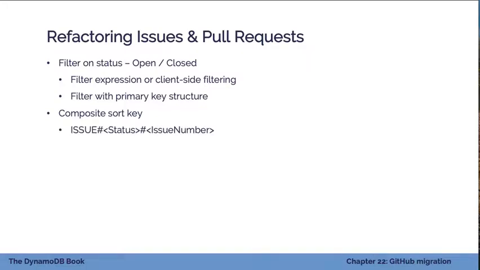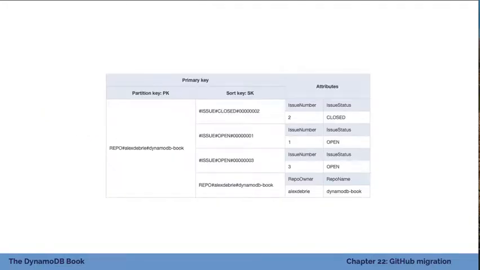Basically, we're going to include the status right into the sort key of one of our secondary indexes. So the general pattern we might do is issue hash status hash, and then that issue number, which is going to be zero padded as we've talked about before. So let's take a look at what that looks like here. And here's what it could look like.